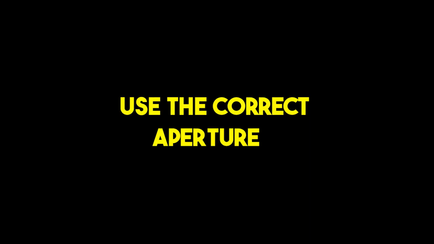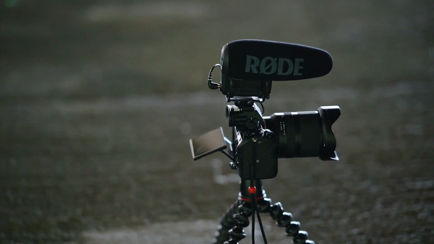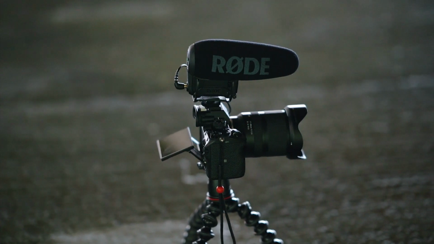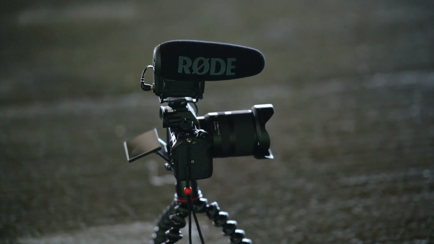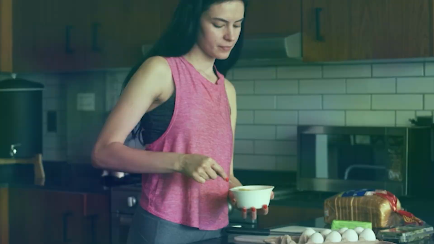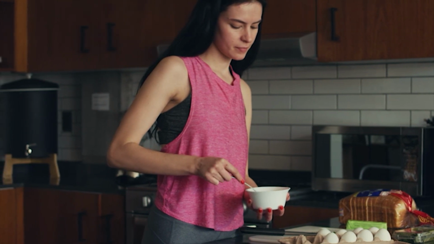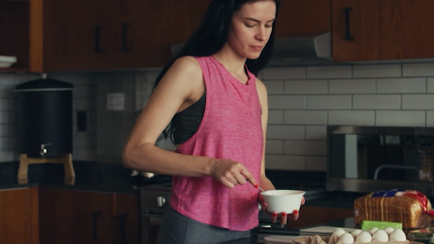Number 8. Use the correct aperture. When taking photos of the kitchen, the aperture and depth of field should be f4 or f2.8. If you need to widen the aperture, you should select a smaller f number. Mind that the aperture directly affects the depth of field.